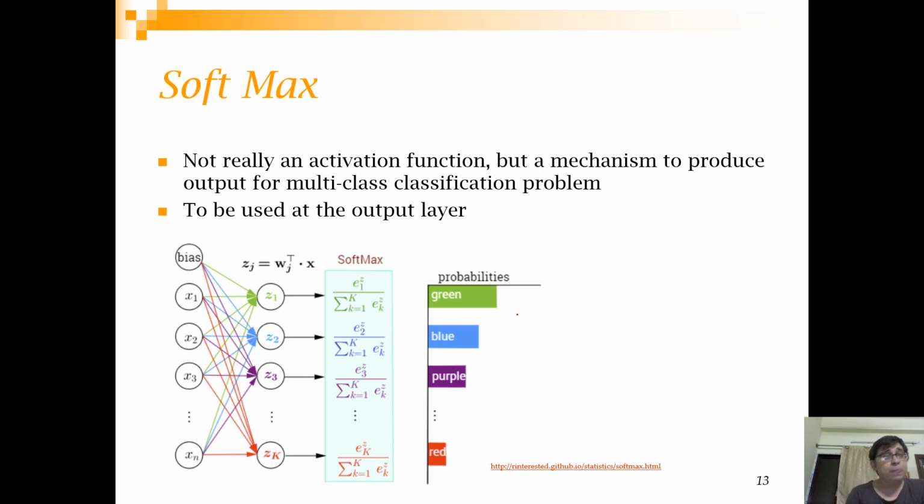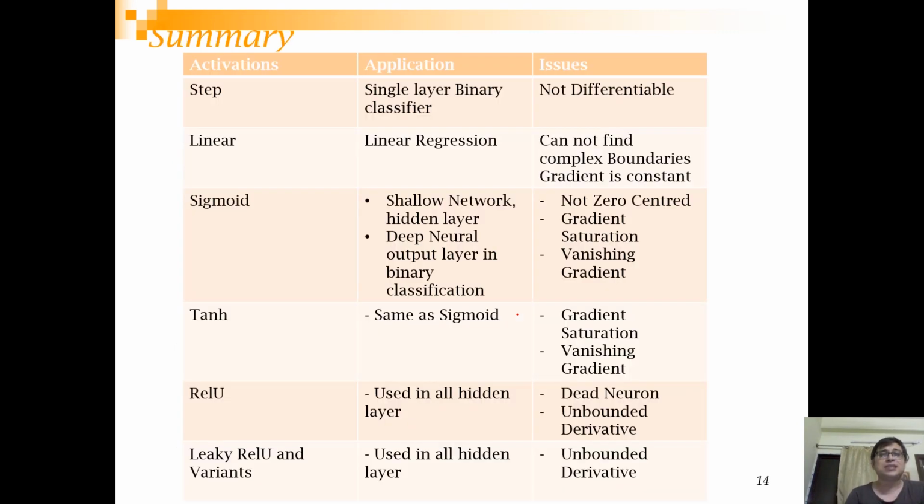Now let's quickly look at a summary of all the activation functions. You start with the step function. The application is a single layer binary classifier. It cannot extend to multiple layers as it is not differentiable. Then we saw linear activation, which can be applied for linear regression. However, it cannot find complex boundaries, and the gradient is also constant.